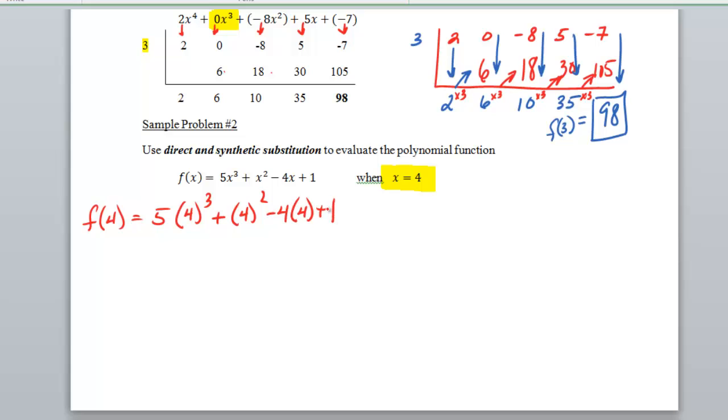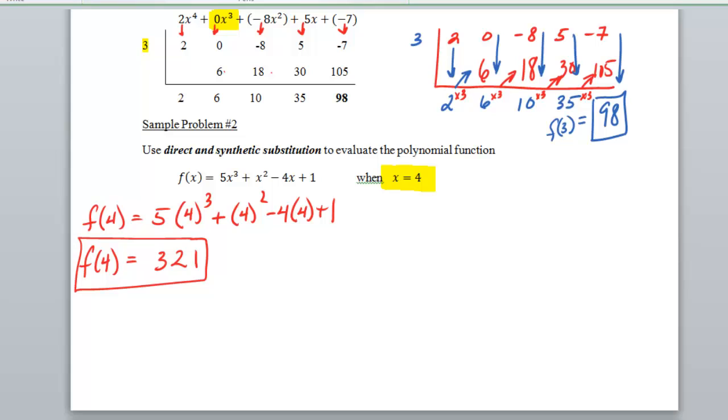Notice I use parentheses. Even though I didn't have a negative number, I'm using parentheses all the way across for my substitution. Please get in the habit of doing that, especially when we start having negative numbers being raised to a power. That will be very important. Now, if you've shown me this part, then you can go ahead and evaluate that in your calculator, which should give you a value of 321.